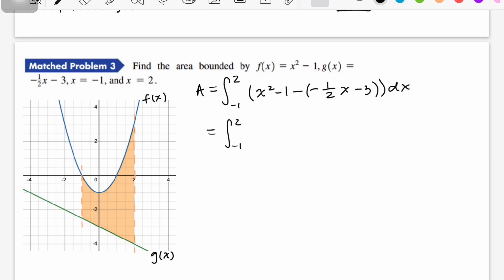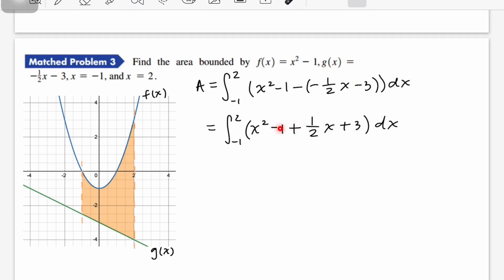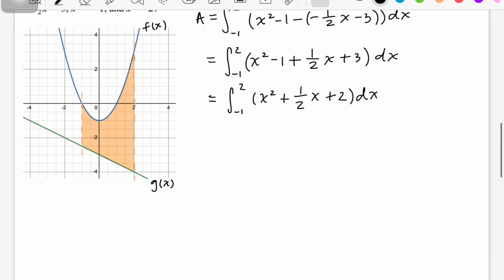So we have x squared minus 1. This will be a plus 1/2 x. And then a plus 3 here. So we can combine this minus 1 and this plus 3, so we're left with x squared plus 1/2 x plus 2. So now we can find the antiderivative of this and then evaluate at our limits of integration here.